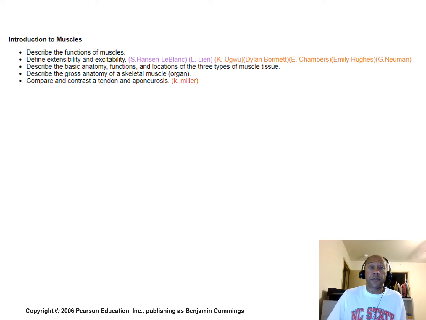Looking at the results from the Muddiest Points Wiki, quite a number of you noted define extensibility and excitability as your muddiest points from Introduction to Muscles. This was actually a little surprising. That is a learning objective that doesn't get a lot of attention from students typically, but quite a few of you noted it as your muddiest point. So let's talk a little bit about those 2 properties of muscles.